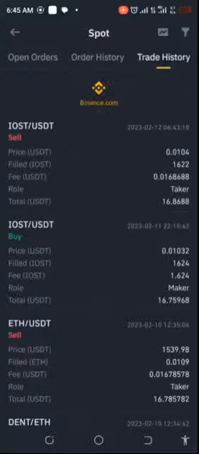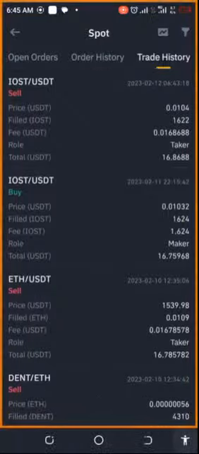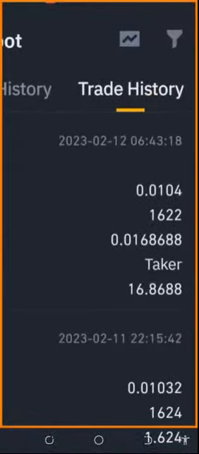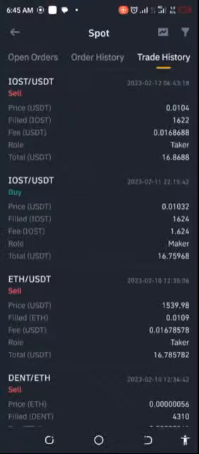Okay, so we bought it at what price? Let's see. We bought it at 0.01032. Can you see that? And we sold it at 0.0104. So that's the concept. Get this right. We could have decided to wait for BTC to get back to 0.0104, but that would take a longer time.